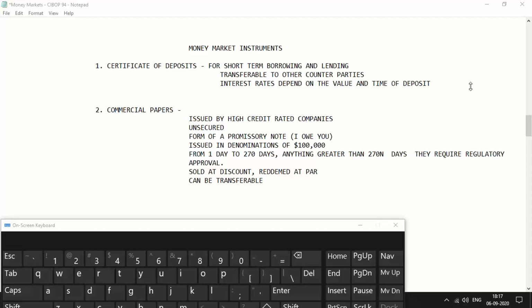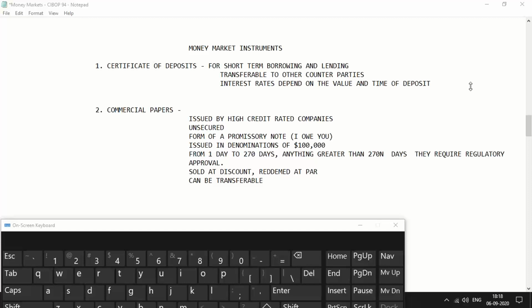Let's say $1 million is what I want to borrow from you. So I am going to issue 10 commercial papers of $100,000 each. An interesting thing about commercial papers is that they can be issued from 1 day to 270 days. You can obviously issue it for greater than 270 days but less than 365. The only thing is that you need regulatory approval if you're going to issue anything above 270 days.